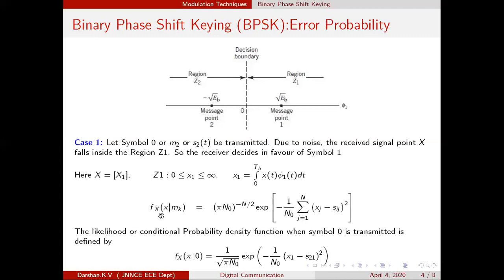It is given as follows: fx of x given mk equal to pi into, let me read the formula, pi into n naught power minus n by 2 exponential 1 by n naught sum over j from 1 to n of (xj minus sij) whole square. Just wait.